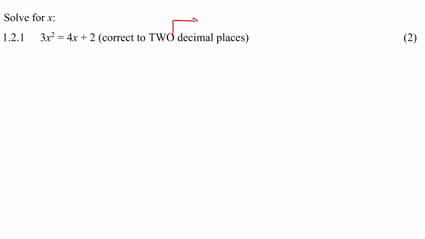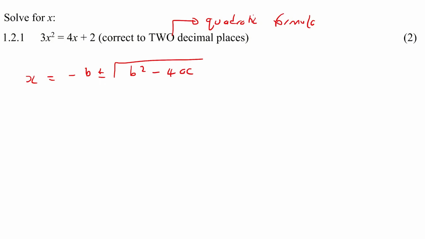Solve for x, and they said correct to 2 decimal places. When they say that, it means that you're going to use the quadratic formula, because it cannot factorize. Because if it could factorize, you wouldn't be getting decimal answers. So the quadratic formula goes like this. Just to be safe, write it down in an exam, and then also fill in the formula. We first have to move everything to the one side.